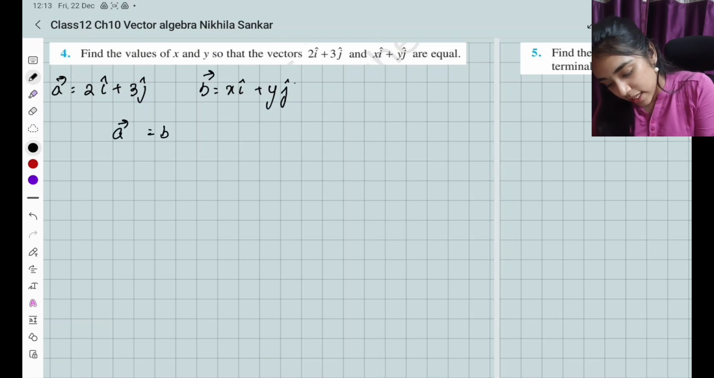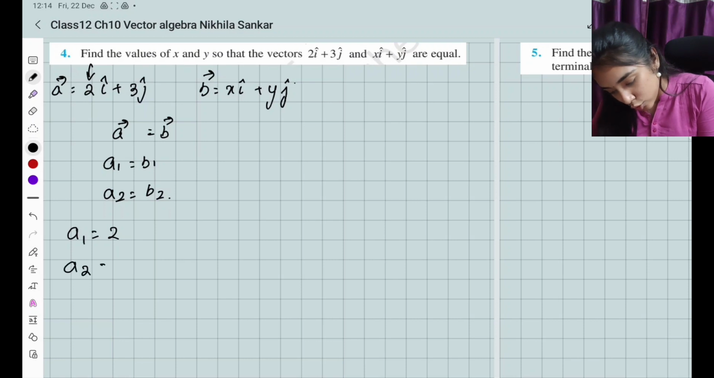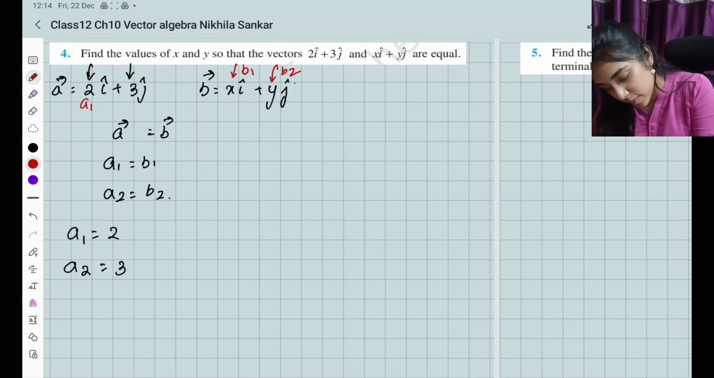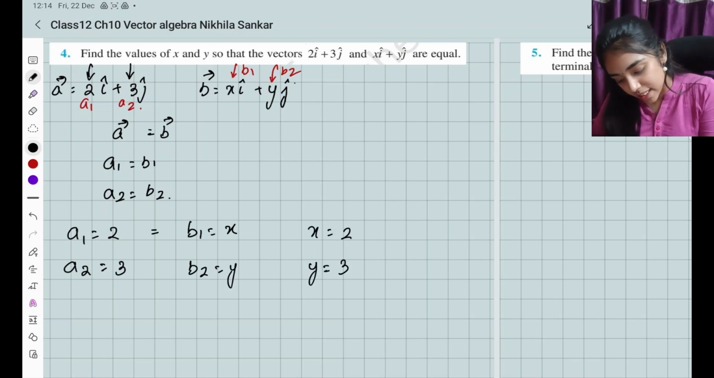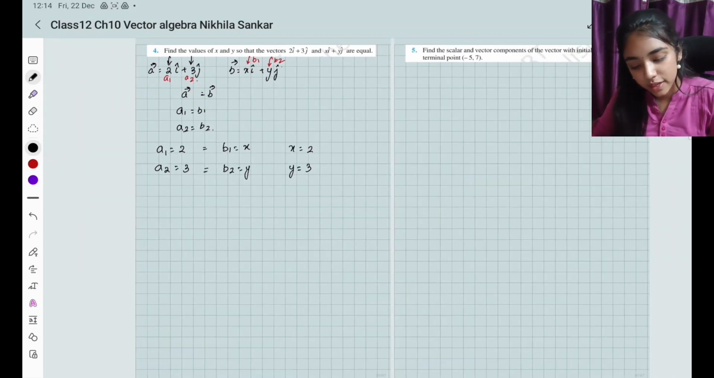இப்போ A equals B na, I have A1 equals B1 and A2 equals B2, where my A1 is going to be 2 and A2 is going to be 3. So B1 and B2. This is my A1, A2. So இப்போ B1 என்ன? Equals x, B2 equals y. So from this I have x equals 2 and y equals 3. இது ரெண்டுமே equal இல்லையா? So I found the values of x and y.